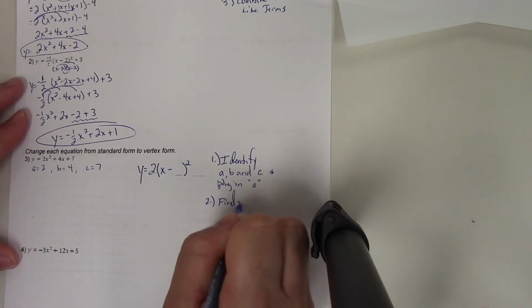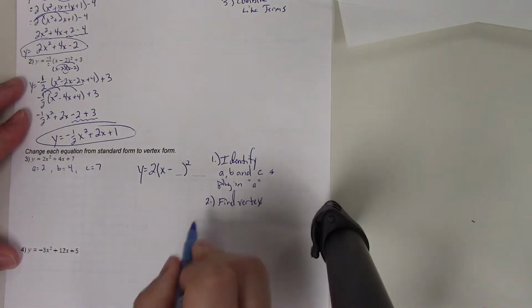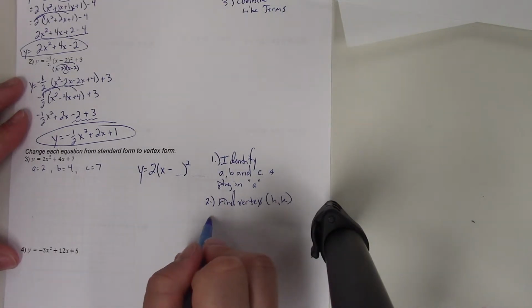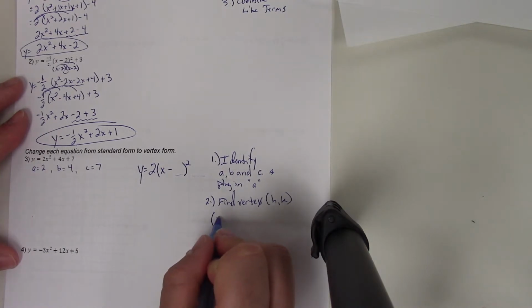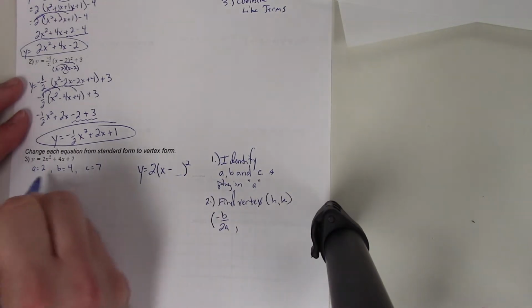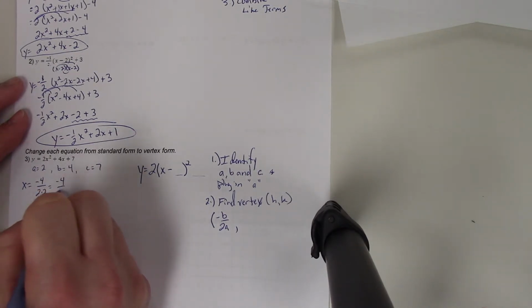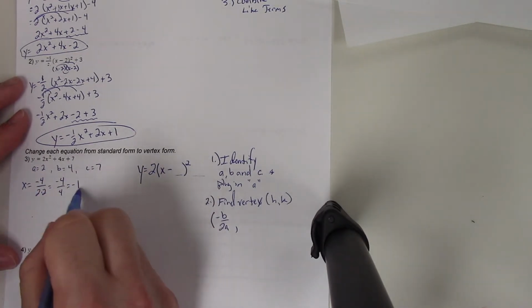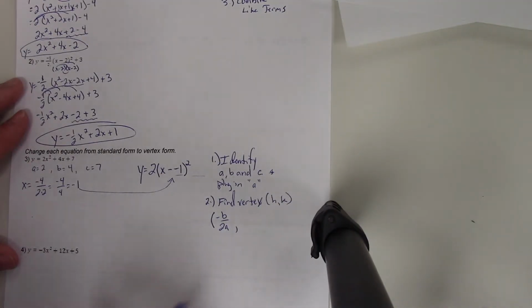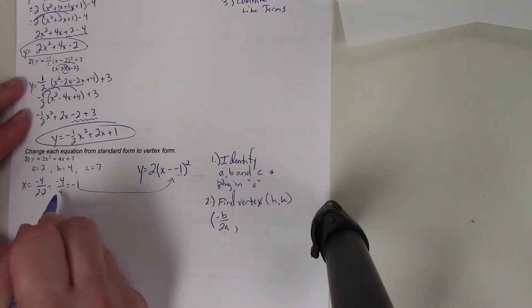Find the vertex. The vertex is h, k. Well, remember, to find the h value, we need to do the opposite of b over 2a. Okay, so I'm going to take my x value, I'm going to take the opposite of b, divided by 2 times a. I get negative 4 over 4, which is negative 1. So guess what? That goes here. We'll fix it later. You should know that minus a negative would zip zap. But let's keep going here.